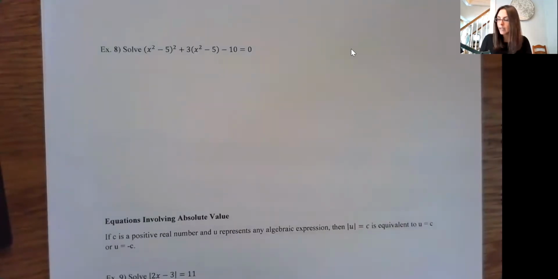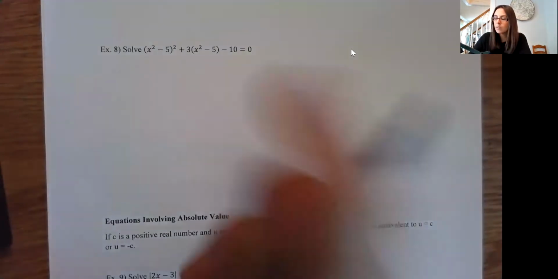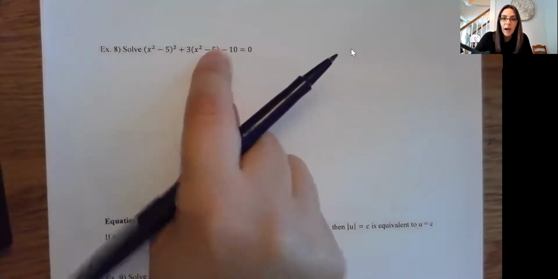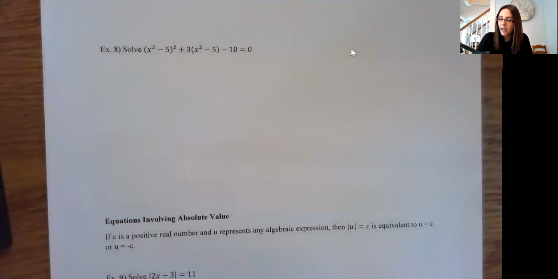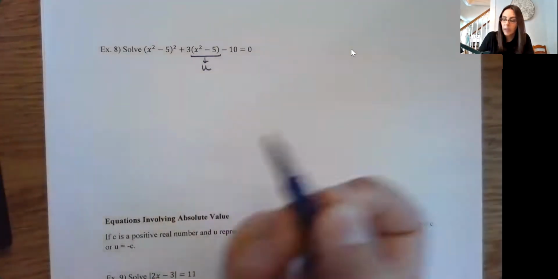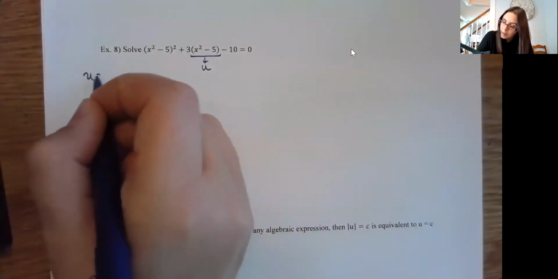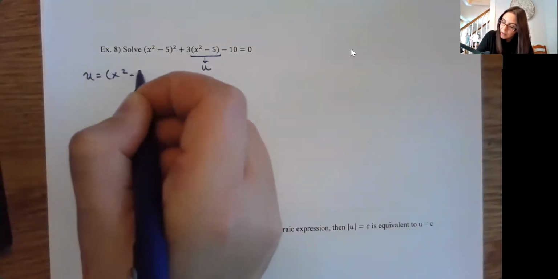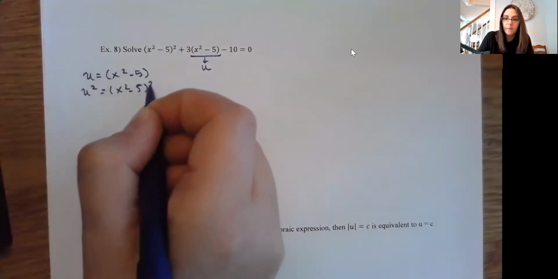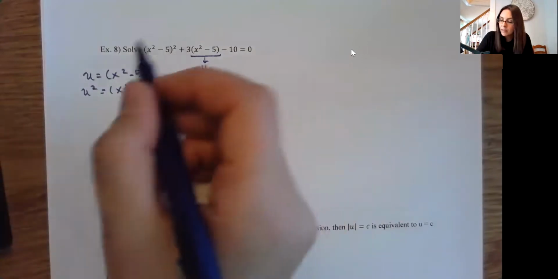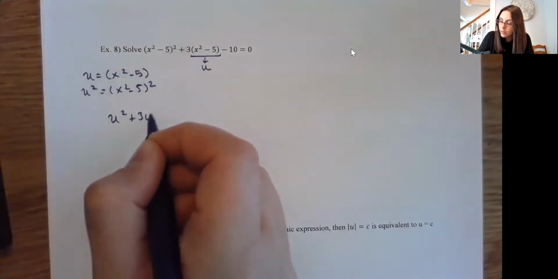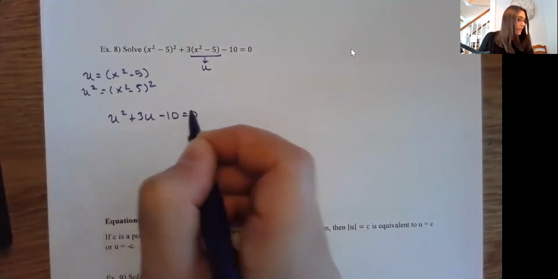So here, again, if you look, we're almost in the right form. I see that something is being squared and that same something is to the first power. So it looks like it's almost a quadratic. So what you're going to do is let this piece be your u. We're going to let u be x squared minus 5 here, and then u squared would be x squared minus 5 squared. So I'm going to replace this. So this first piece becomes u squared plus 3u minus 10 equals 0.